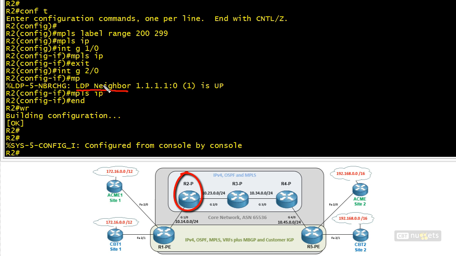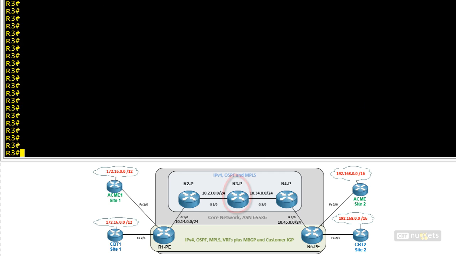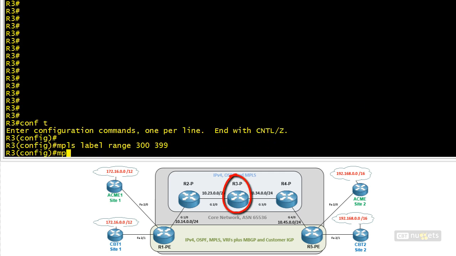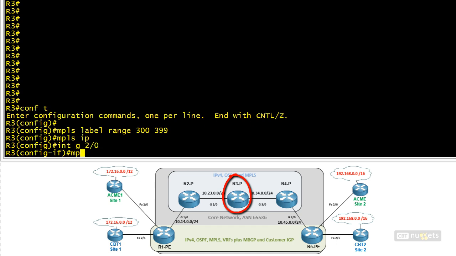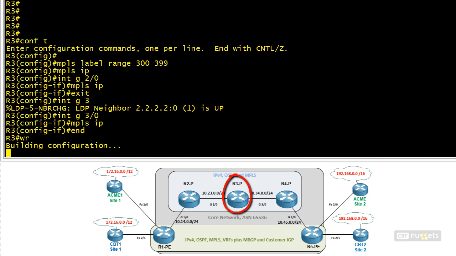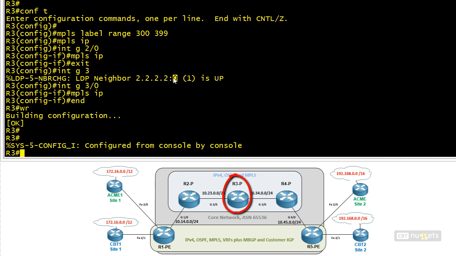LDP is the language of love, or the protocol for label distribution, that allows R1 to tell R2 about its labels, and to allow R2 to tell R1 about R2's local labels and their associations. And we'll have a whole separate nugget where we'll dive deeper into label distribution protocol. Next, let's move on to R3, and we'll do the same thing. We'll set the label range for 300 through 399, we'll enable MPLS IP globally, and then we'll enable MPLS IP on gig 2/0 and gig 3/0 on R3. And we'll also notice here that R3 has formed an LDP neighborship with R2.